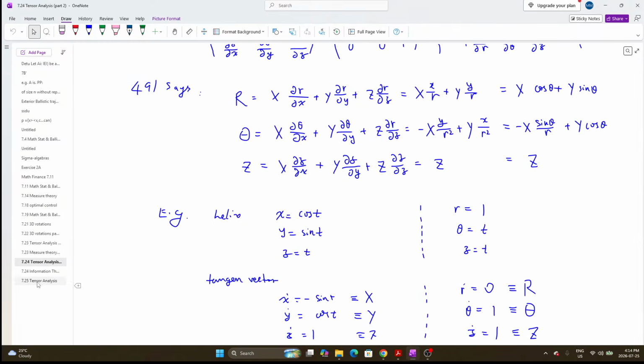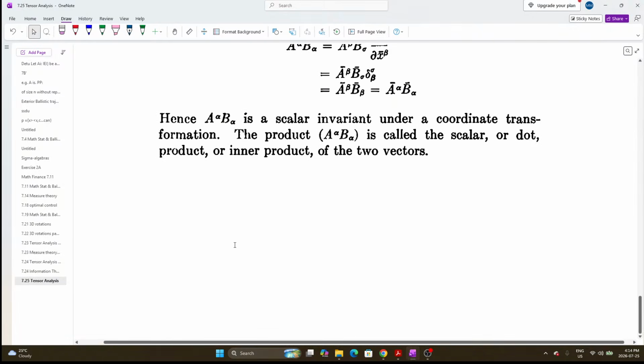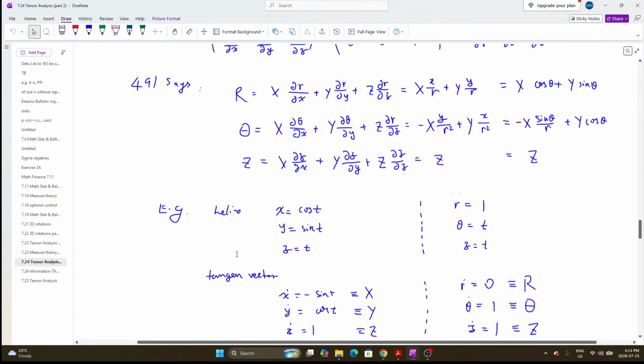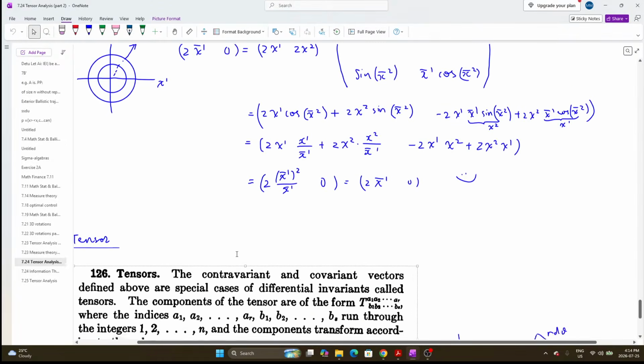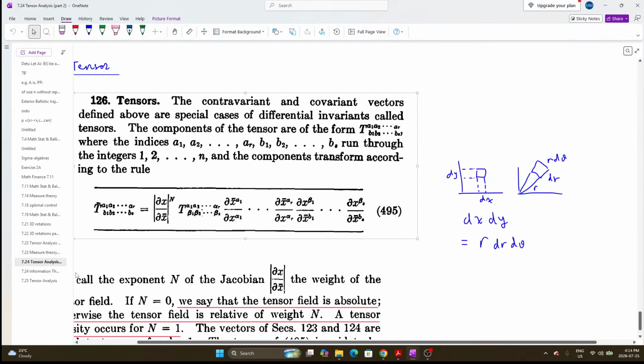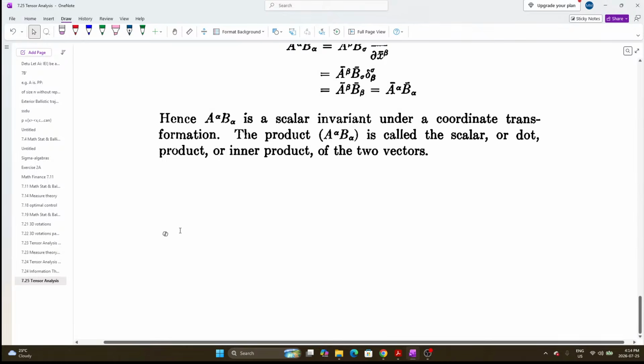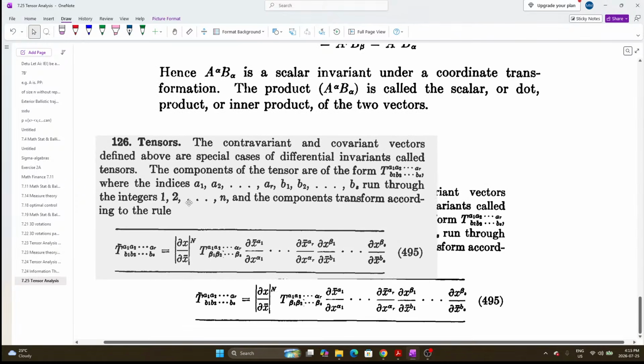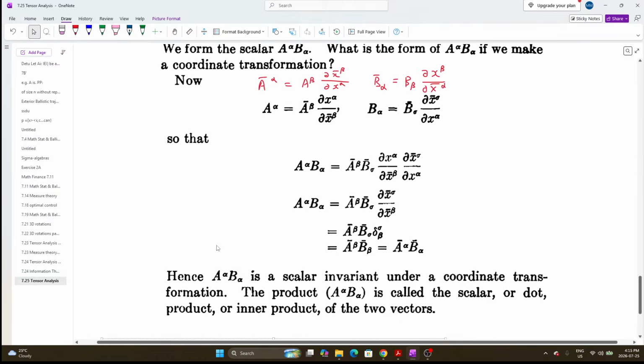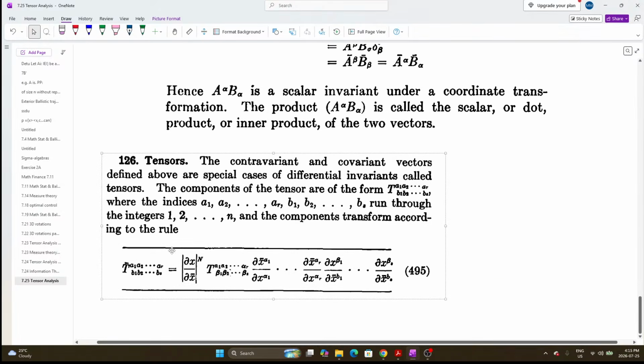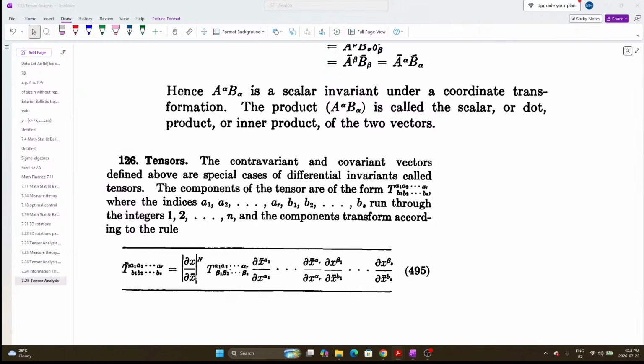All right, so let's continue our discussion on tensors. Let's copy the definition of tensor and do more examples. We're getting closer to geometric invariants, I believe. So this is the definition of tensor.